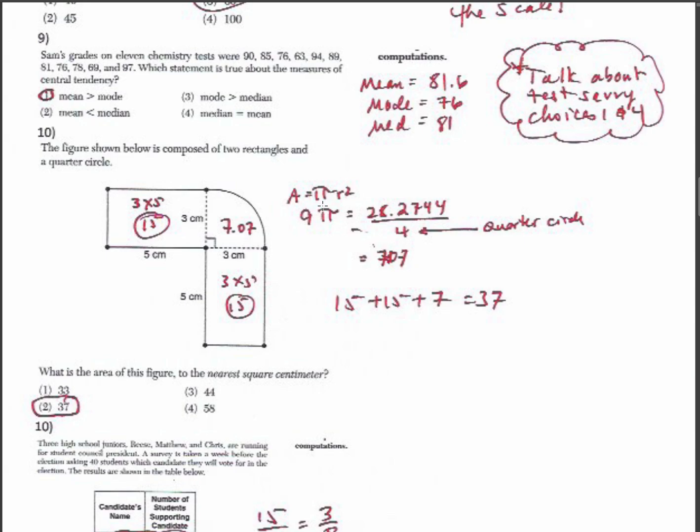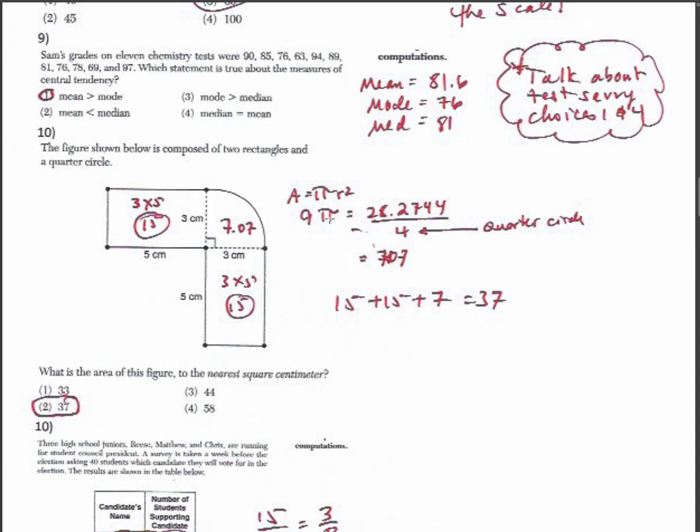Number 10, area of irregular figures. Here I have 2 rectangles, each of which are 3 by 5. So the areas of each of those is 15. And then we've got this quarter of a circle here. So I use the circle formula, which is pi r squared, and clearly the radius is 3. So square 3 and I get 9. And then 9 times pi.